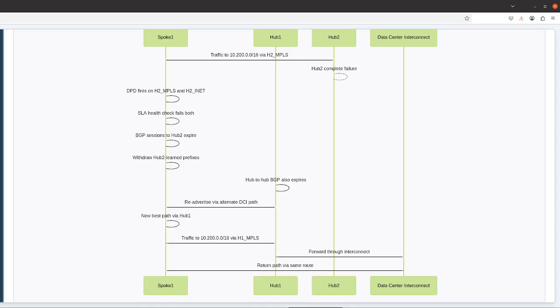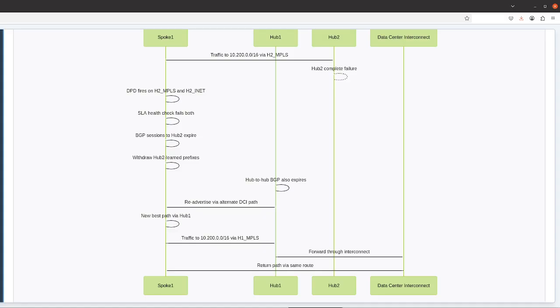Steady-state operation has Spoke 1 with all 4 overlay tunnels up. Traffic to Hub 1's data center prefix 10.100.0.0/16 flows through H1_MPLS as the primary path. Traffic to Hub 2's data center prefix 10.200.0.0/16 flows through H2_MPLS because of our local preference steering.